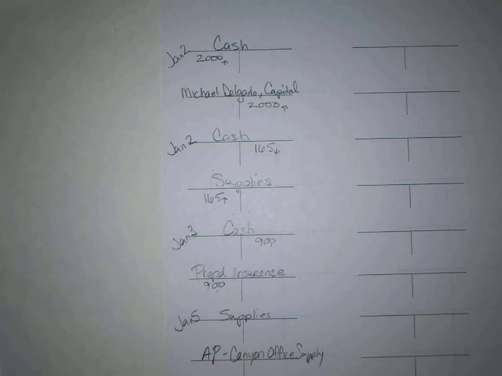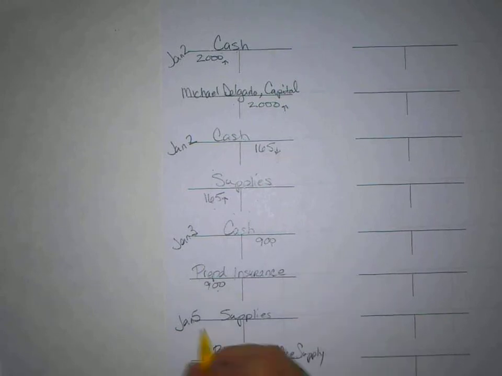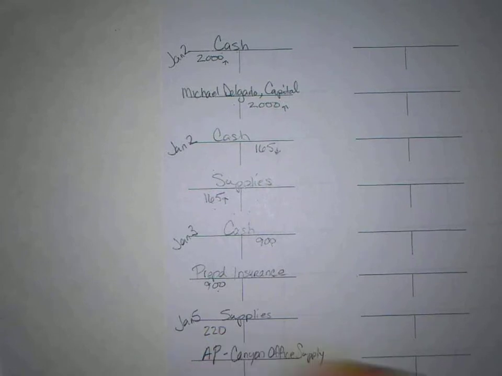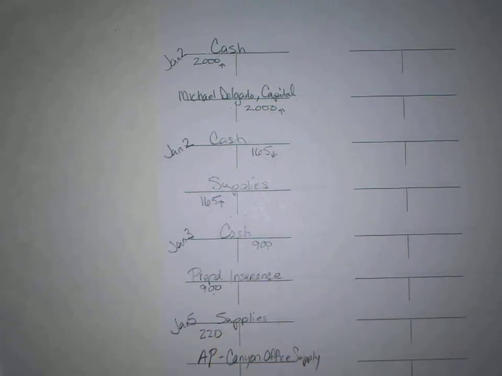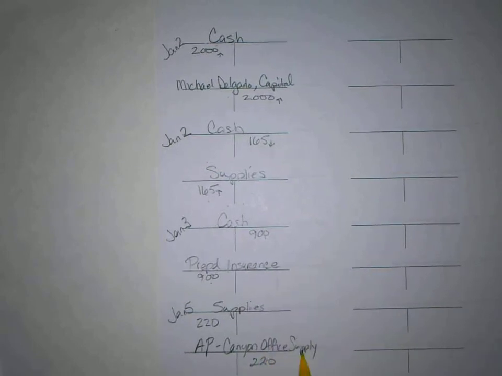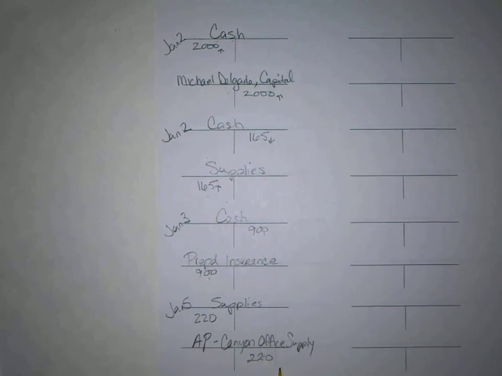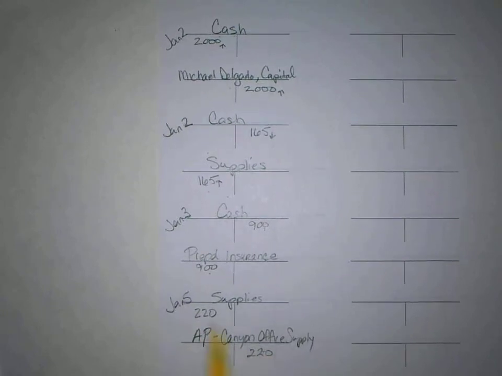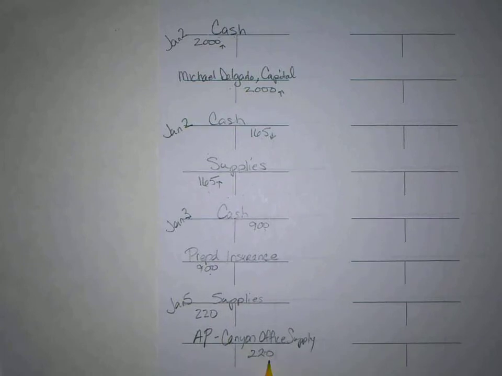Okay, and the dollar amount was $220. We're increasing. We bought supplies. Those supplies are going in our cabinet. And we're also increasing how much we owe, $220, how much we owe Canyon Office Supply. And accounts payable increases on the credit side. So this is increasing and this is increasing. Okay, one debit, one credit.